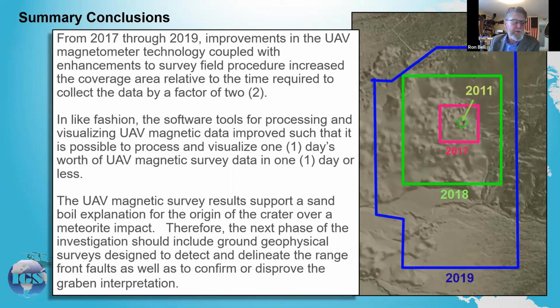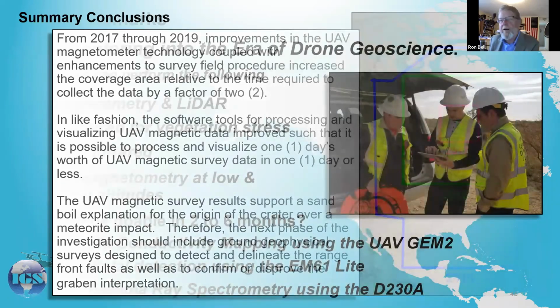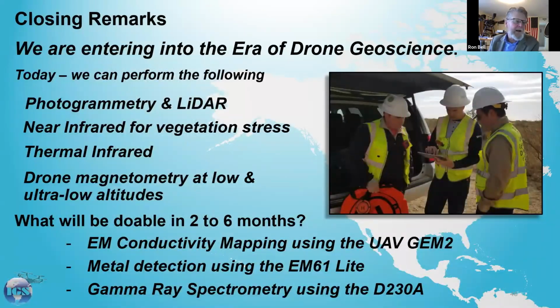Some of you may know that there is a potential for oil and gas in the San Luis Valley, and I'm not sure that this is an area for it, but my hypothesis, or my thesis, is that we're starting to be able to collect more detailed data and do it more rapidly than we can by more conventional means. So my closing remark is that we are entering the era of drone geoscience.